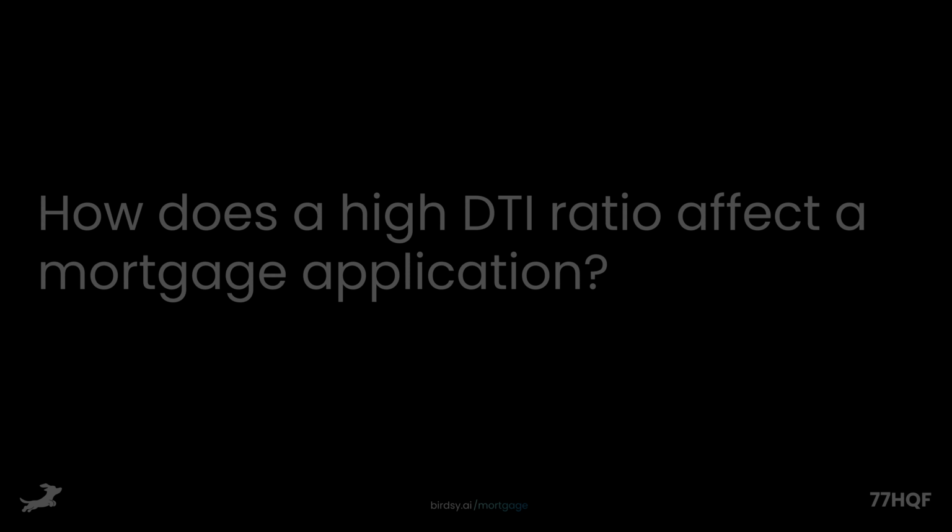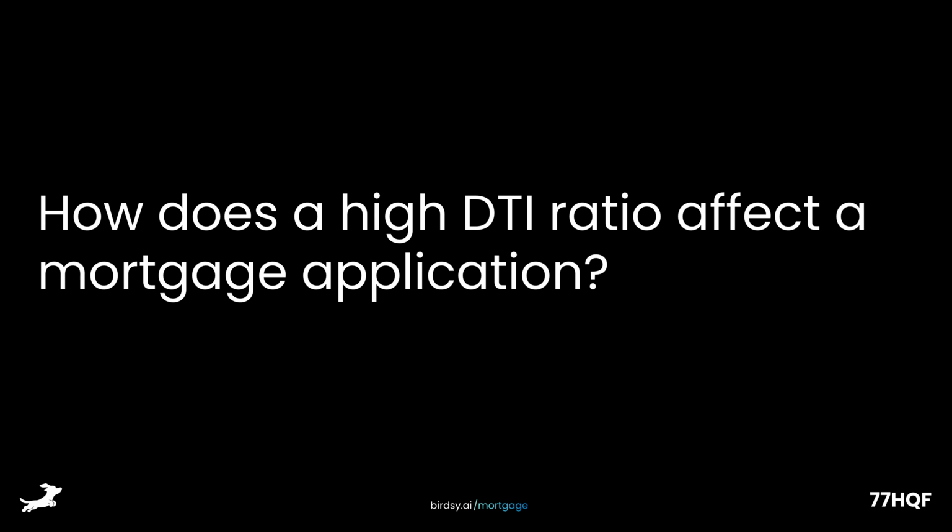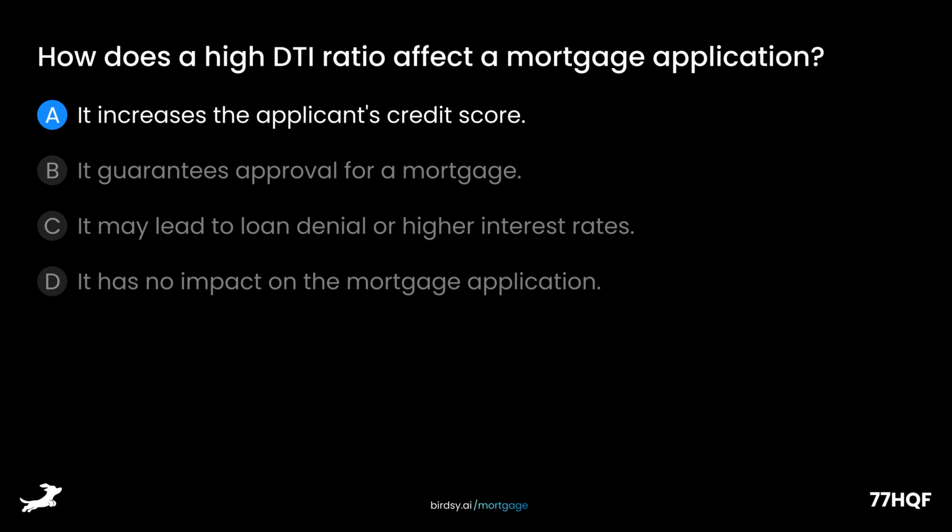How does a high DTI ratio affect a mortgage application? Is it A, it increases the applicant's credit score, B, it guarantees approval for a mortgage, C, it may lead to loan denial or higher interest rates, or D, it has no impact on the mortgage application?